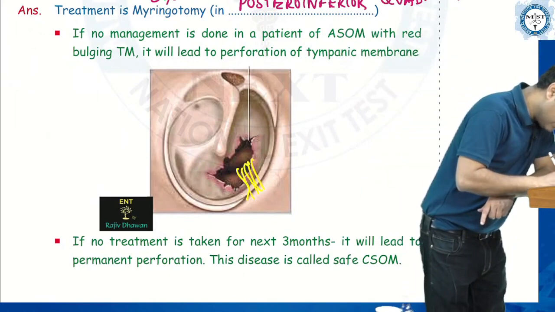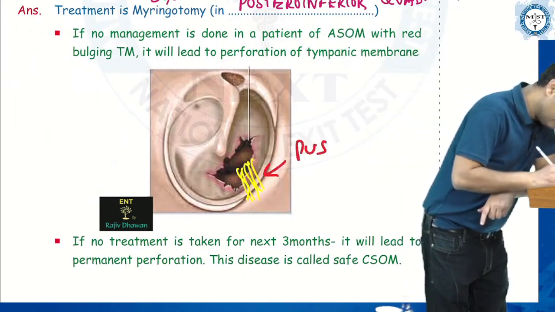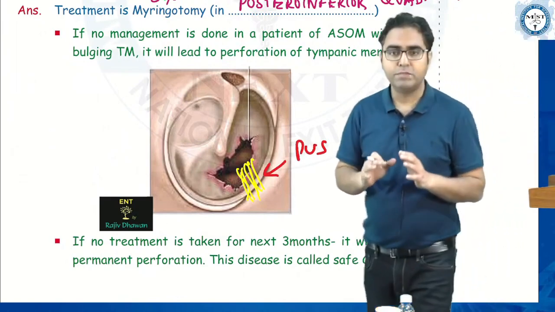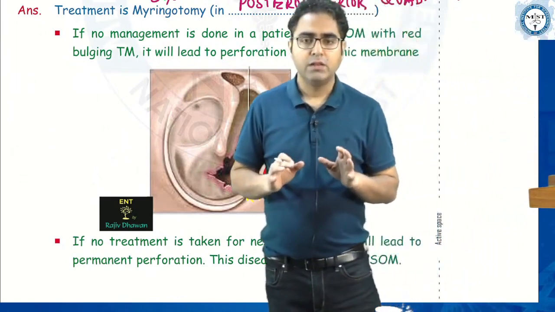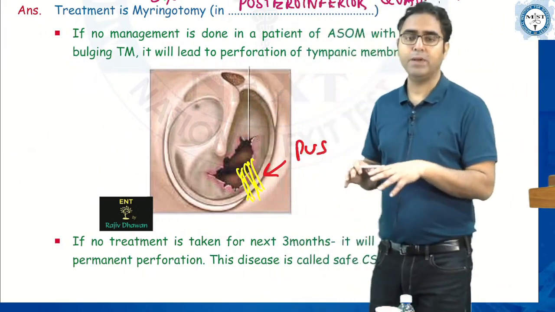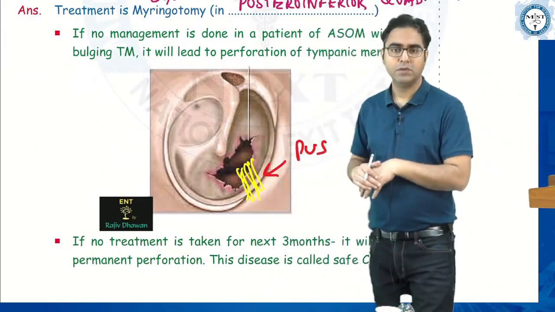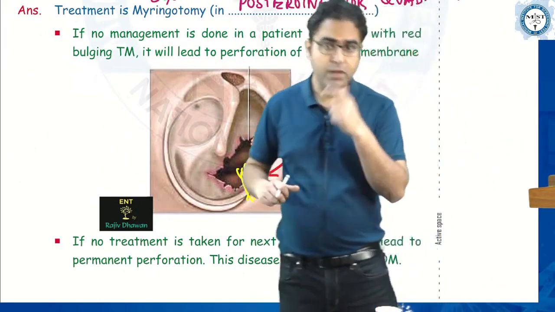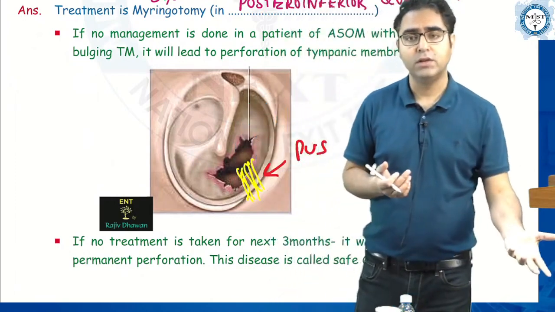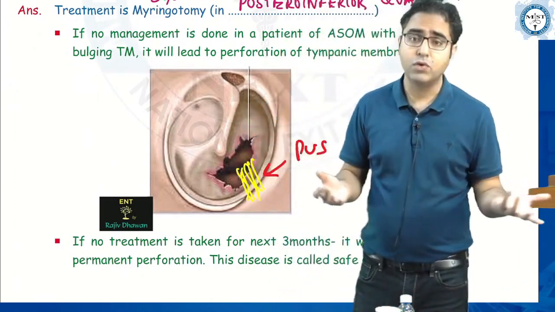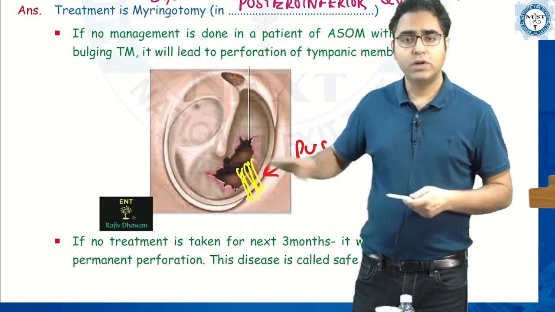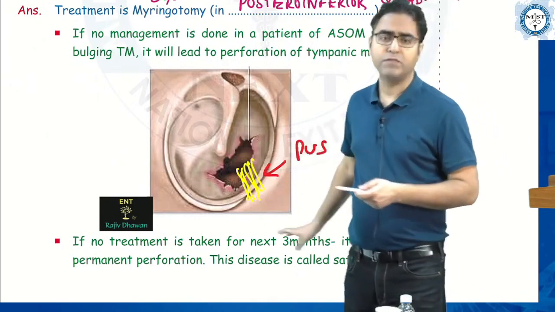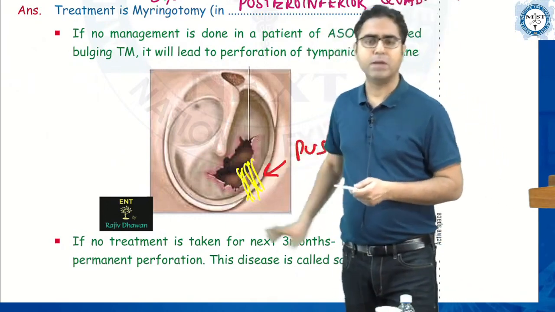And the pus will come out, beta. Please show the pus has come out. If you do not do this myringotomy, then the perforation will happen and the pus will come out. It's very common, but a lot of people don't reach the ENT doctor. In villages, there are no doctors available, so they don't get the myringotomy done and the pus will come out. Very common problem.